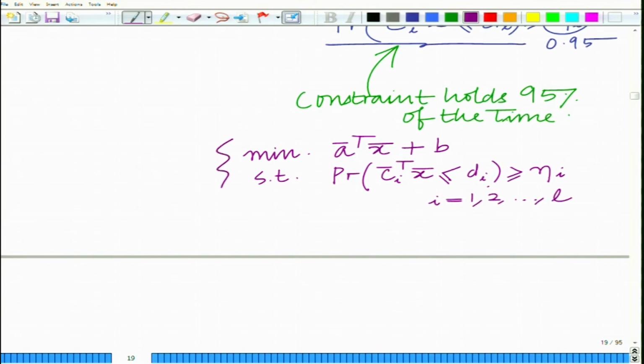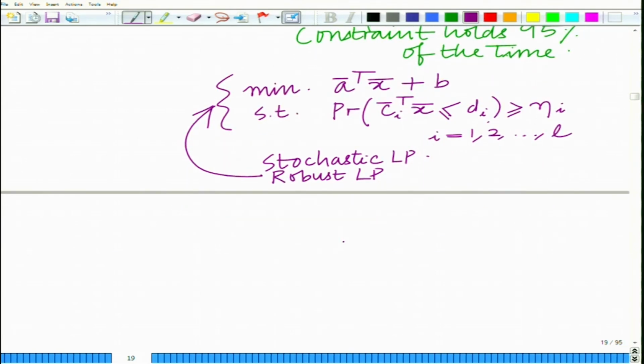So, this is your modified stochastic LP. You can call this a stochastic LP because the constraint is random in nature or holds with a certain probability. You can also call this a robust LP because you are ensuring that you are taking the uncertainty in C bar I into account. Now, let us modify this problem further.